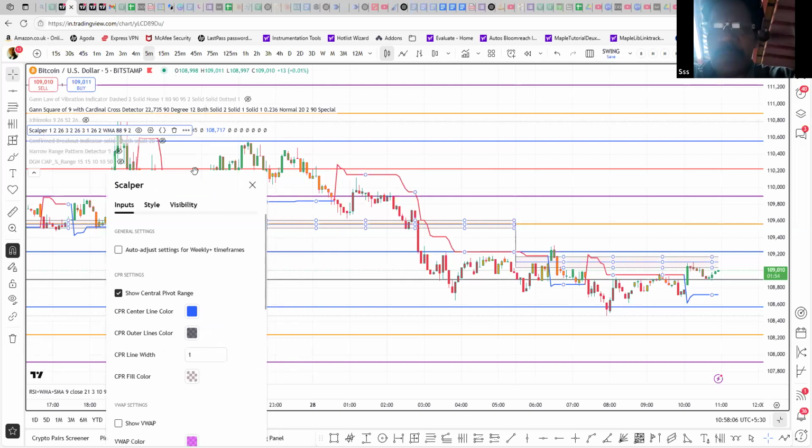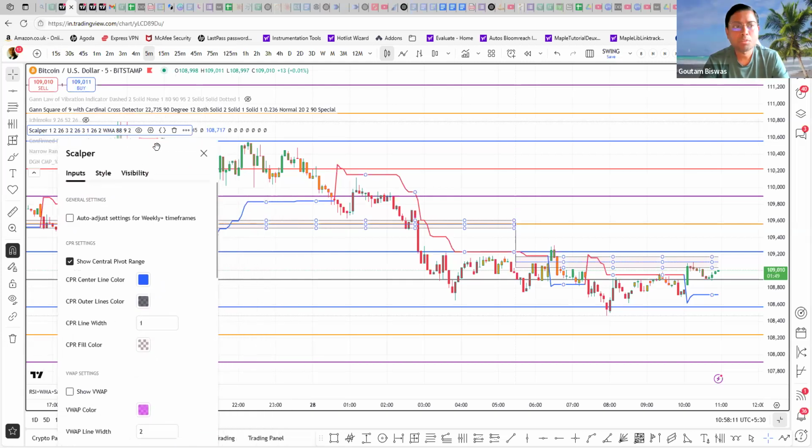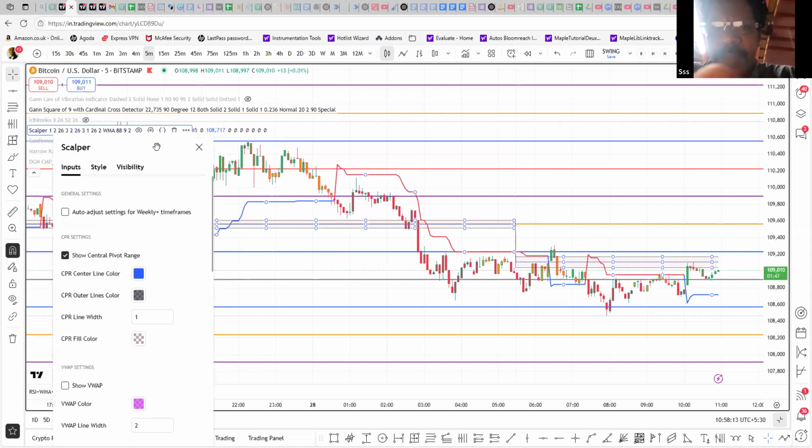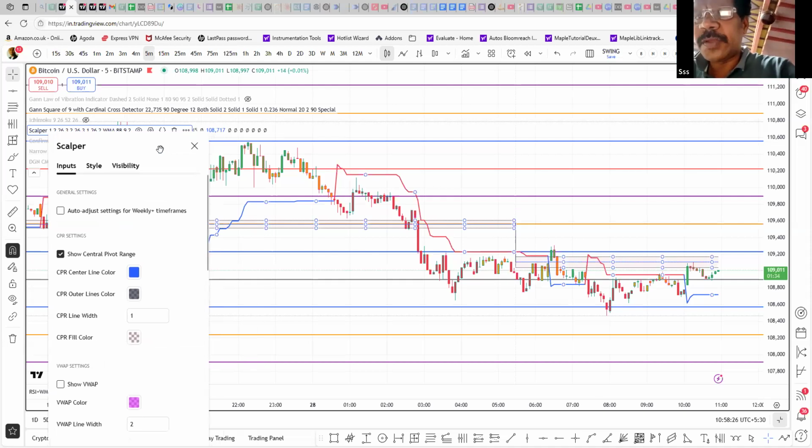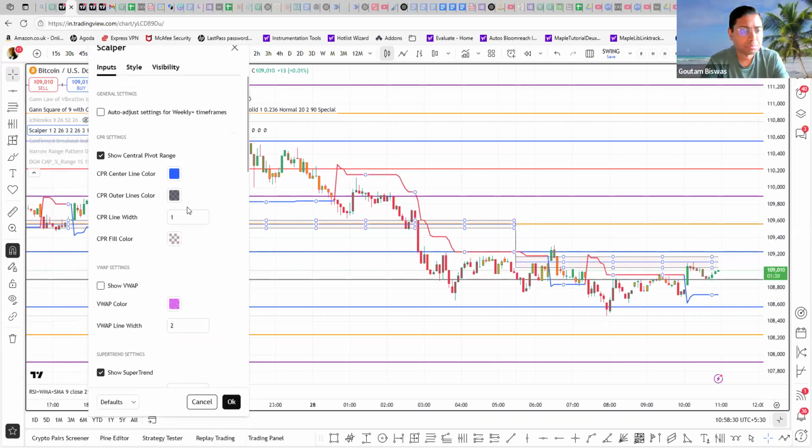The other thing about CPR is, the width of the CPR itself gives you a clue about what kind of move you may expect in the day. A narrow CPR is indicative of a trending move, that you may get a trend during the day, right? Whereas if the CPR is very wide, relatively speaking, then you may get a range bound move, right? And I will show you examples of that also.